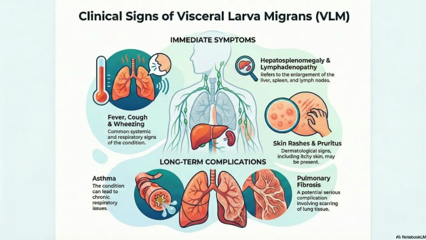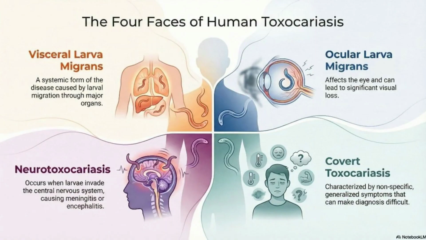VLM is often asymptomatic, but when symptomatic, it may present with fever, cough, wheezing, hepatosplenomegaly, lymphadenopathy, skin rashes, and pruritus. Long-term complications include asthma and pulmonary fibrosis. Human toxocariasis can present as visceral larva migrans, ocular larva migrans, leading to visual loss, neurotoxocariasis, causing meningitis or encephalitis, and also covert toxocariasis, with non-specific symptoms.